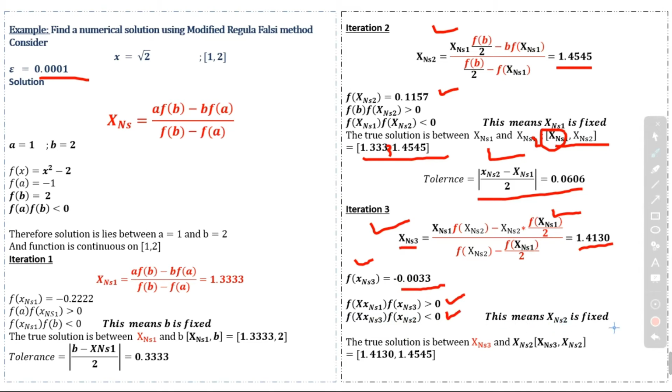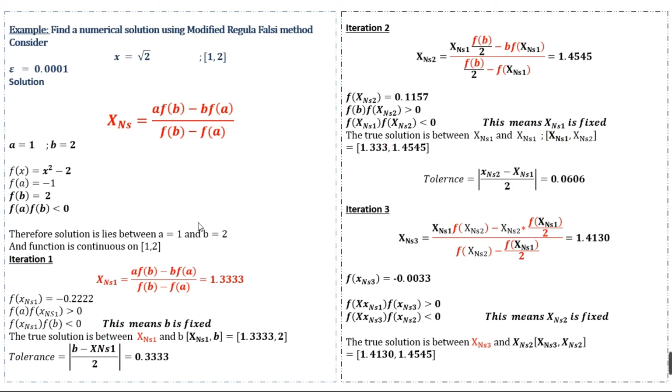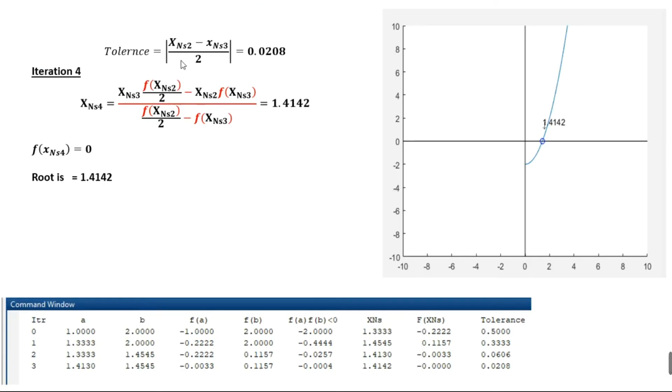This means x2 is fixed, so we again take the half of this one x2, and we calculate the next iteration. The true solution is between x3 and x2. This is our new interval, and we check the tolerance in our solution. This is equal to 0.0208, which is still greater than our epsilon, that is 0.0001.